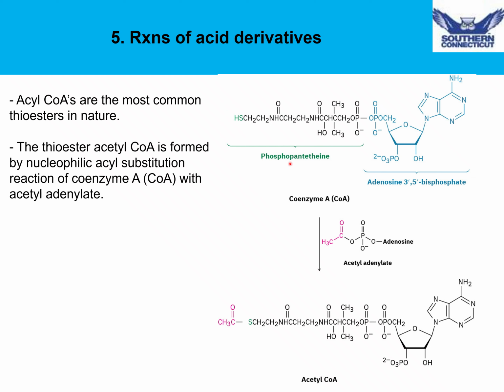It starts off with coenzyme A reacting with this acetyl phosphate compound. The thiol group will do an acyl substitution on this acyl phosphate. It leads to forming acetyl coenzyme A, and notice we have an acetyl thiol ester as a product.